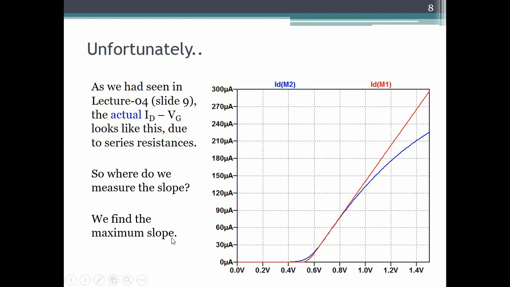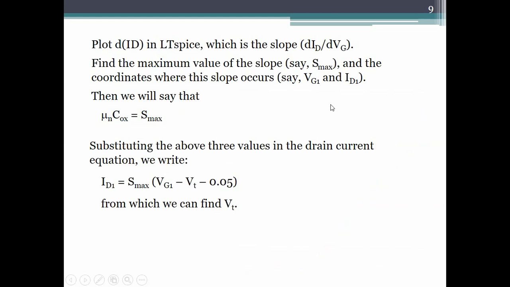How do we find the slope? As I had said in the last lecture, LTspice allows you to plot the slope. So you do d(ID of M2), that will plot the slope, and when you plot the slope, you will see that of course here the slope is 0, then it will go through a maximum somewhere here, and then it will go down again. So you find the point of maximum slope.